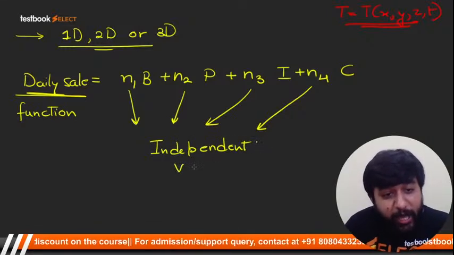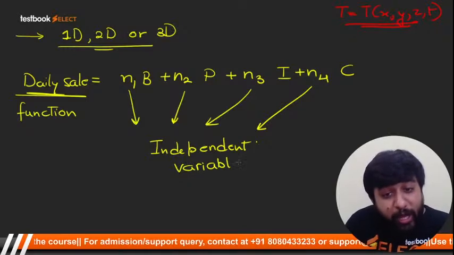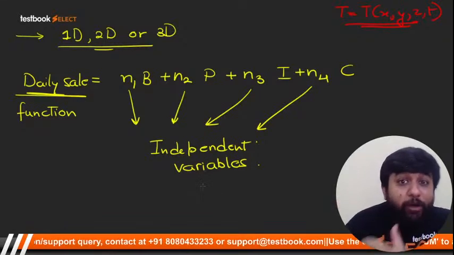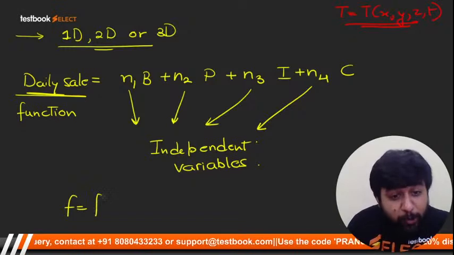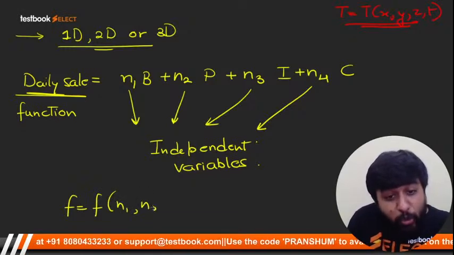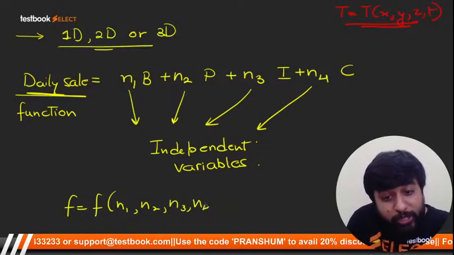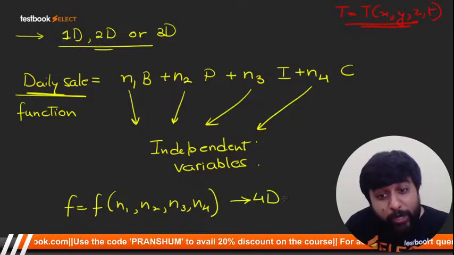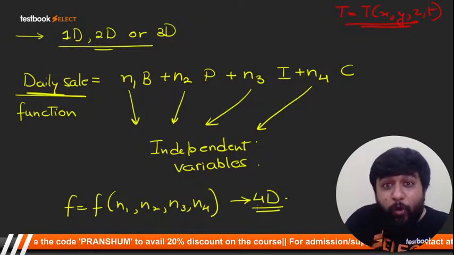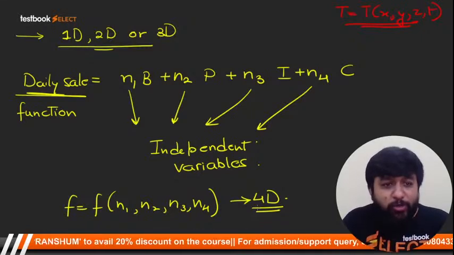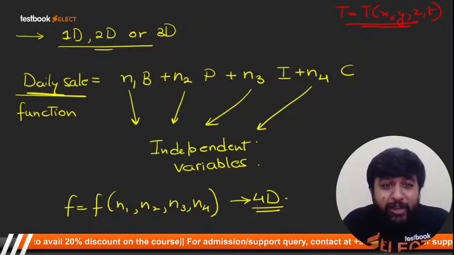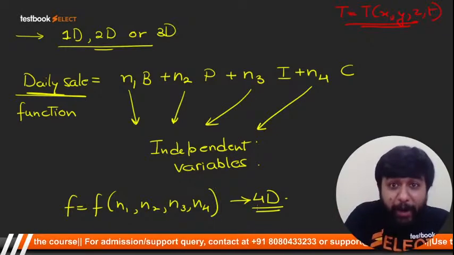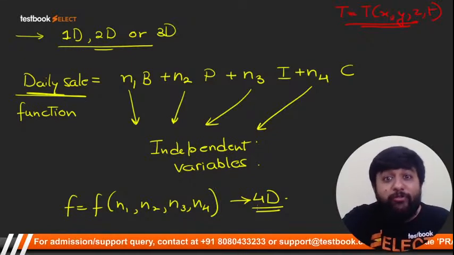Okay? So the number of independent variables on which a function depends is called the dimensionality of the function. So this function is based on n1, n2, n3, n4. So this function is based on 4 variables. So we will call this a 4D function. If you want to write down the definition in English, you can write: the number of independent variables on which a function depends is the dimension of the function.